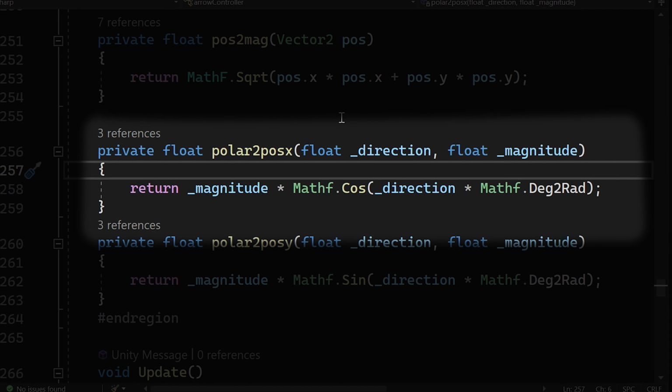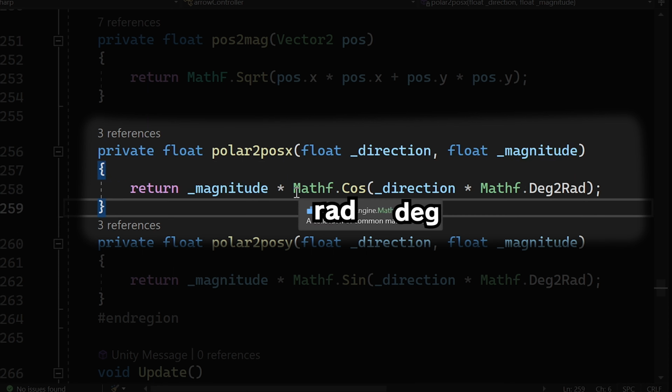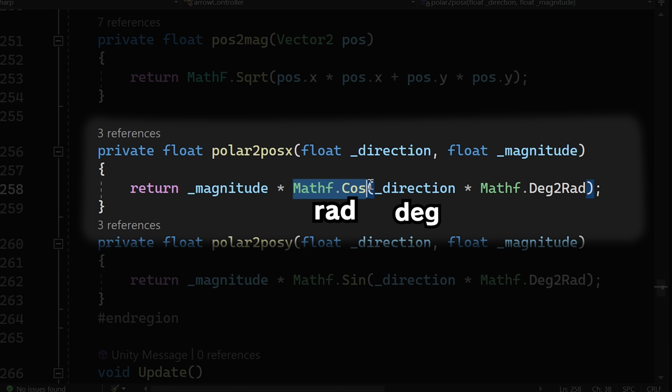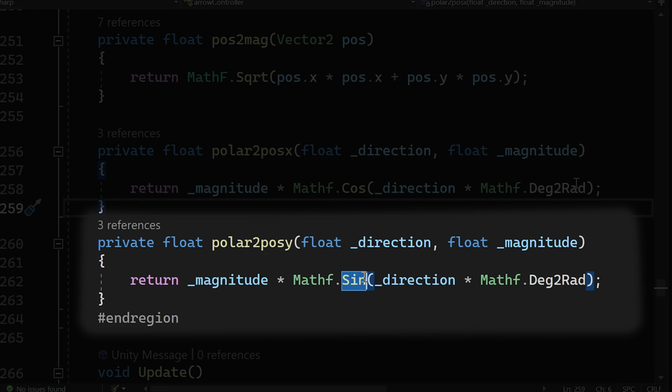Practice time. So this is basically the same, but the function is in radians and the direction variable is in degrees, which means we need to change the direction variable into radians so that the function can use it correctly. And this is the same thing, but instead of cosine, it's sine. Instead of x, it's y.